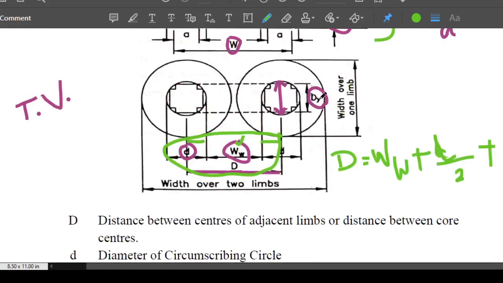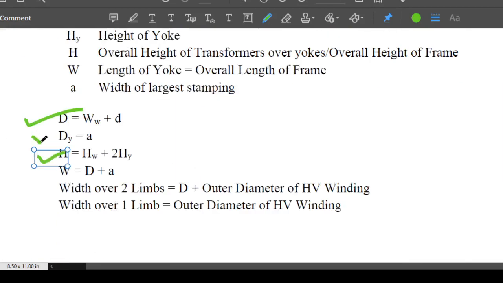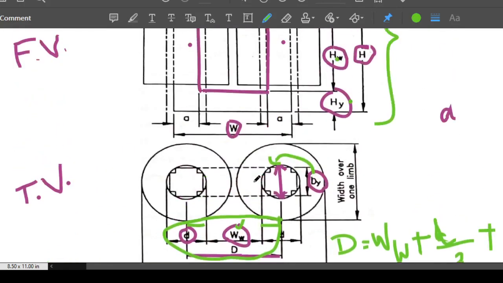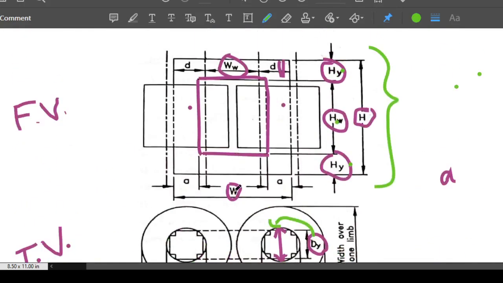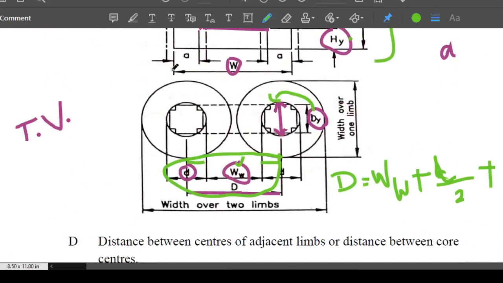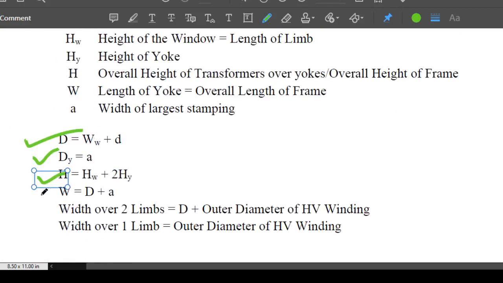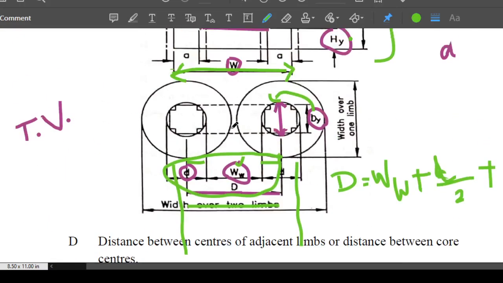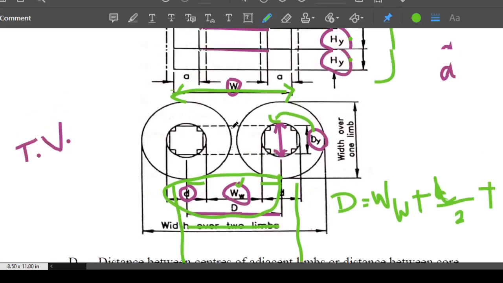And what about dy? When you relate these two, you get dy equal to the width of the largest stamping, that is dy is equal to a. And when you take this W in terms of d and a, look at these two diagrams. This is W from this end. W is d, and this portion is a by 2 and this portion is a by 2. So W is equal to d plus a by 2 plus a by 2, that becomes W is equal to d plus a. Similarly, you can find all possible expressions from these dimensions.